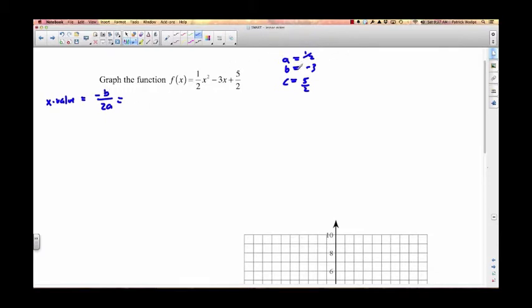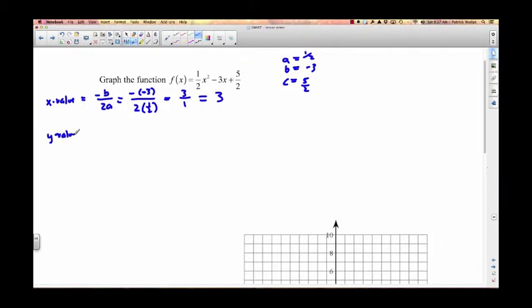So if we're going to do negative b, that's negative negative 3. Be very careful about that. Two negatives. Negative negative 3 over 2 times a, which is 1/2. Okay, negative negative 3 is positive 3, and 2 times 1/2 is just 1. So you get 3 over 1, or 3. The x value is 3. Right, let's get the y value.